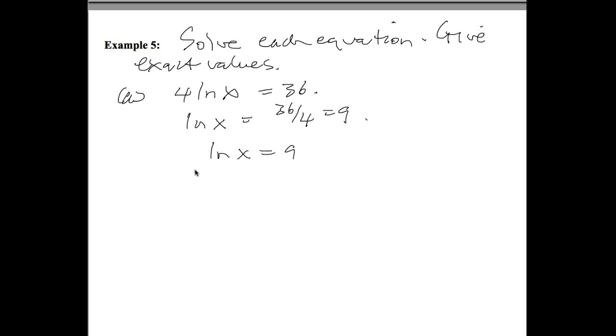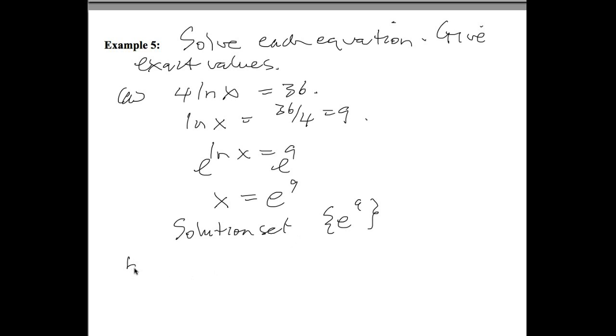Now to undo an ln, we raise it to e to the power of ln. So the exponential e undoes the ln, leaving me with x, and this is going to be e to the 9. Okay, so that would be the exact answer. So our solution set is e to the 9. All right, let's do part B.